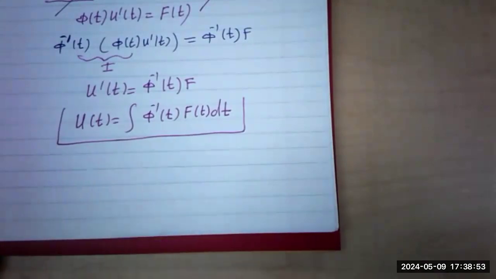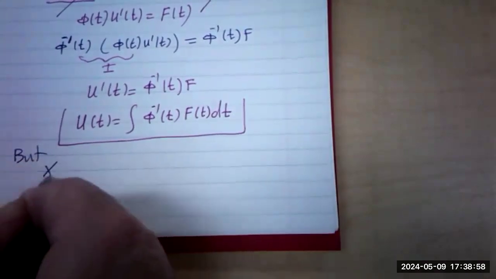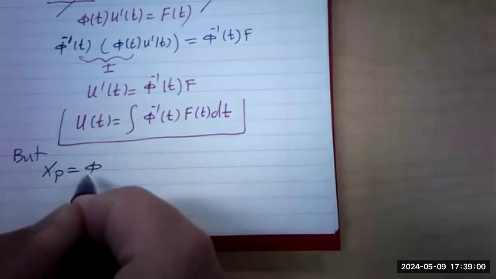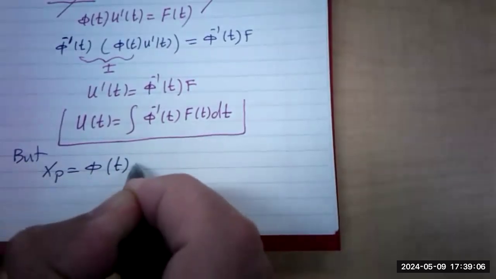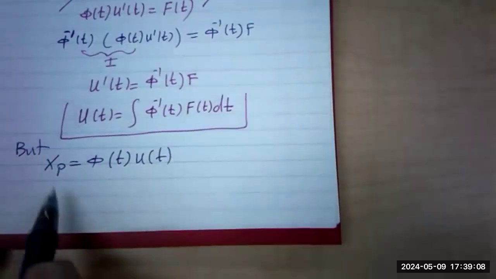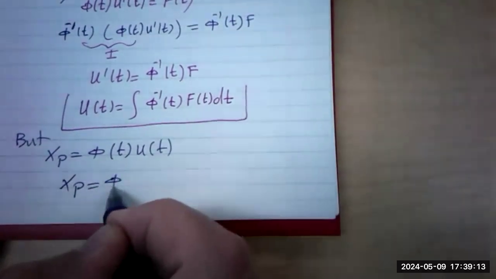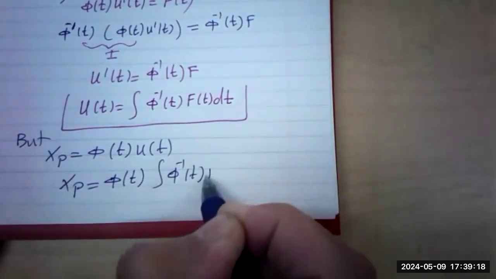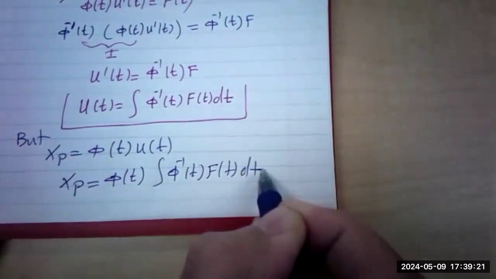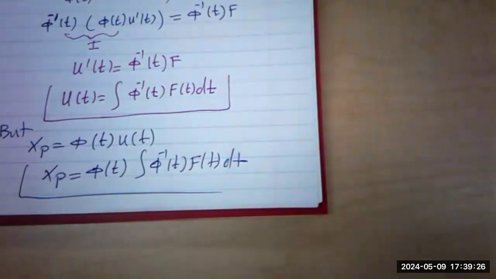But if you get this one, then what is your x_p? Remember the x_p, as we suggested, was phi of t times u of t. So the particular solution is going to be phi of t times the integral of phi inverse of t, f of t, dt. That gives you the particular solution for your system.